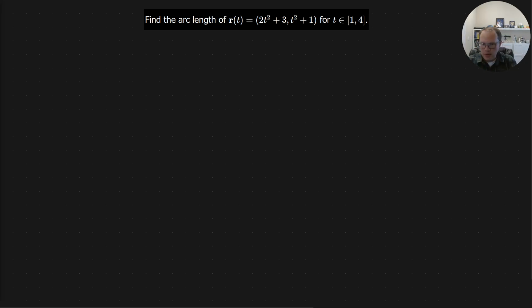Let's do a quick example. We have a vector function. Let me give this angle brackets. There we go. We have a vector function r of t, and we just want to find the length of this curve, starting at t equals 1 and ending at t equals 4. So all we do is plug into the formula. The arc length is the integral from t equals 1 to t equals 4, so those are our limits of integration. And then we're going to take the norm of the derivative. So we're going to have to find the derivative.